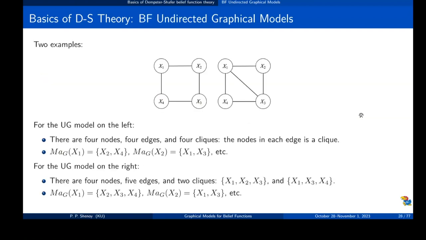And here's an example. I have two examples here. In this model, they're all cliques here. Each edge is a clique. It's completely connected and it's maximal. We can't find a bigger one. But in this example here, an edge is not a clique because we have a bigger set. This is a clique and this is a clique.